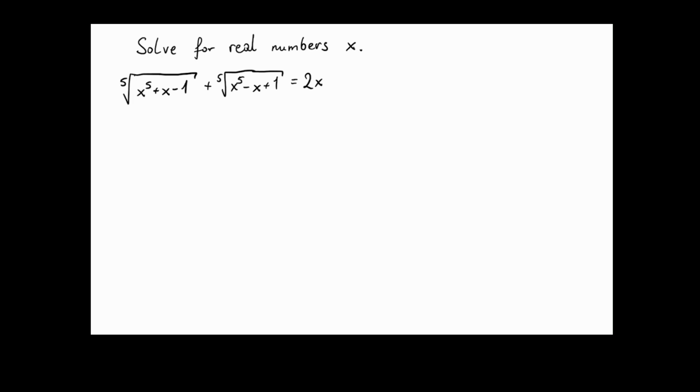Okay, so first thing I would consider doing is to introduce a substitution in a form of u to the 5th power equals x to the 5th power plus x minus 1. So basically this first root, and v to the 5th power, let it be equal to x to the 5th power minus x plus 1.